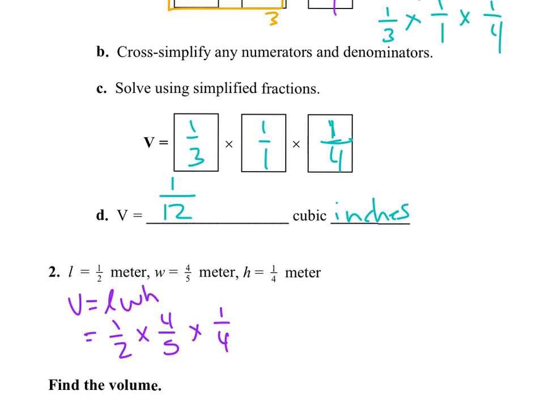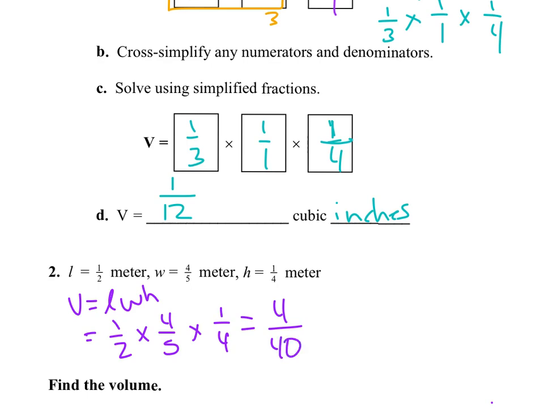I'm going to do this problem without cross-canceling anything. I'm just going to multiply straight across, and you'll see the benefits of cross-canceling versus multiplying straight across. It can be done either way. It just depends on you and your comfort level. To multiply fractions, you just multiply straight across. So 1 times 4 is 4, and 4 times 1 is 4. 2 times 2, sorry about that, is 4, and 4 times 5 is 20.